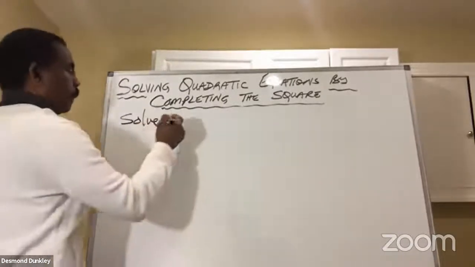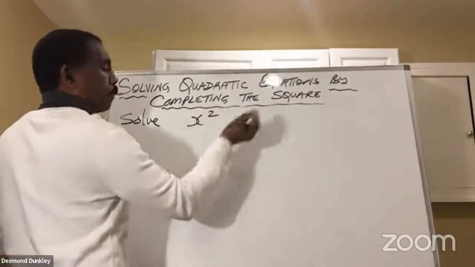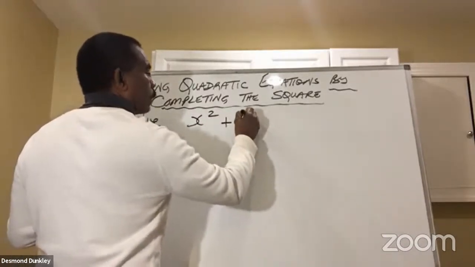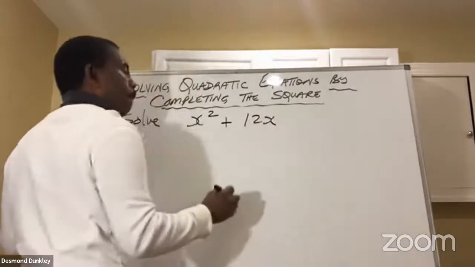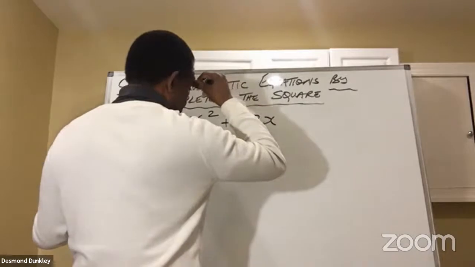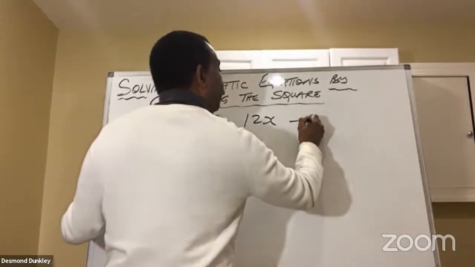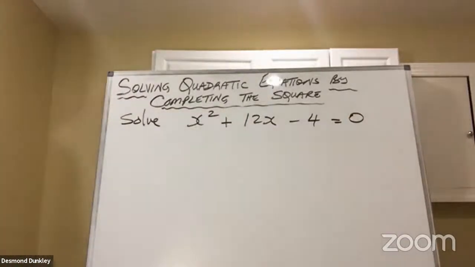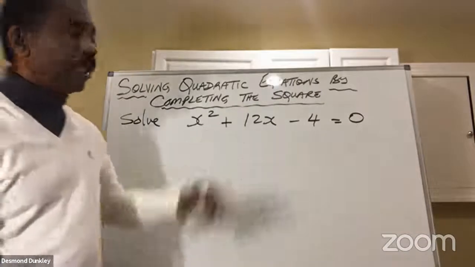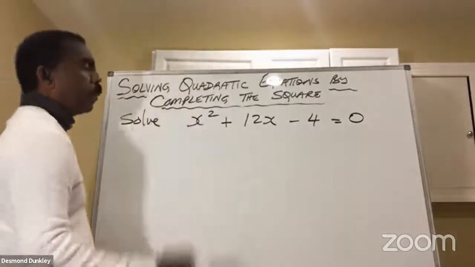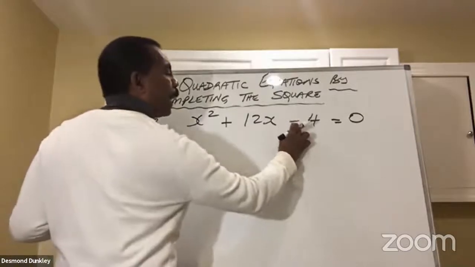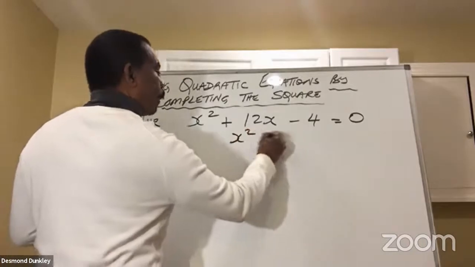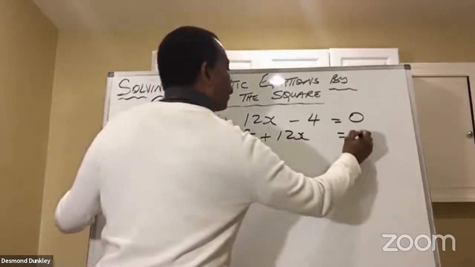So solve x squared plus 12x minus 4 equals 0. How do we solve this? Well, the method that we discussed was we move the negative 4 over to the other side. We end up with x squared plus 12x equal to 4.